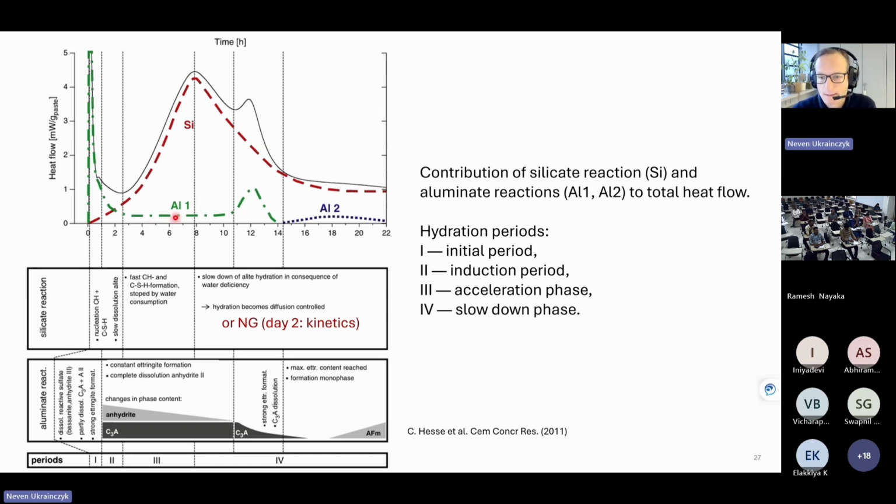But the other is the aluminate reaction. And this is the green part. So actually it's mostly ettringite that forms at the beginning. That's the gypsum formation, I mean the ettringite formation. We have the consumption of gypsum and then the ettringite is formed.